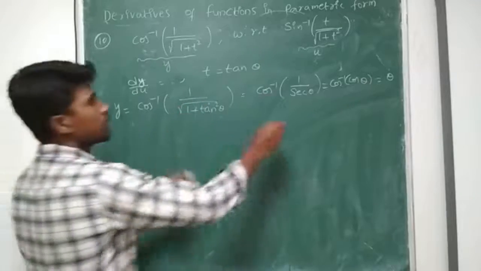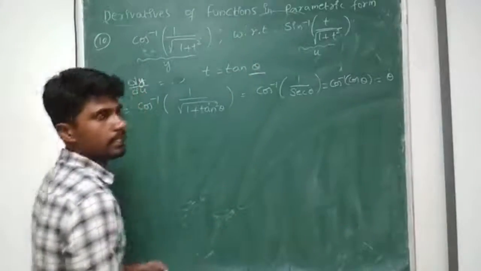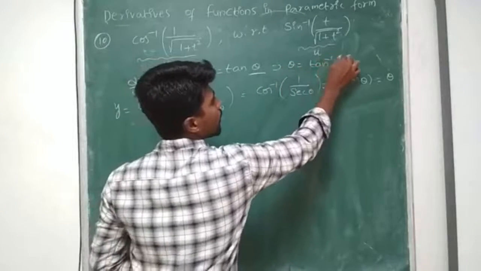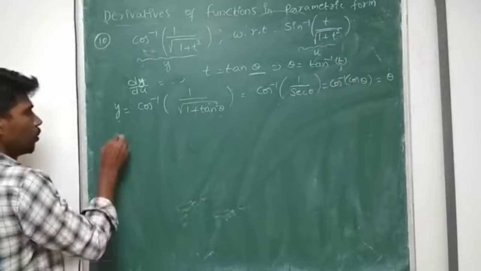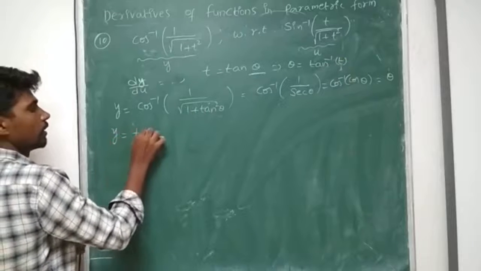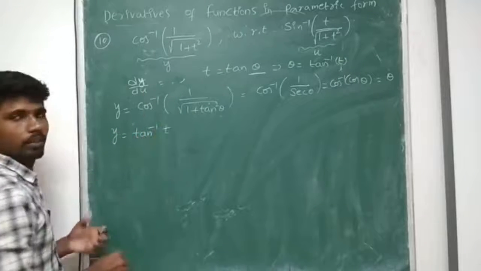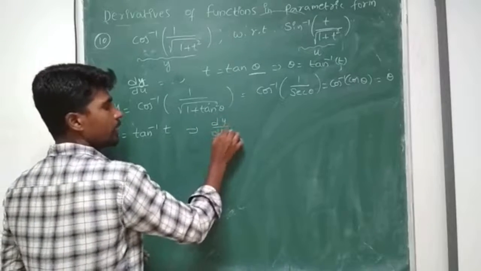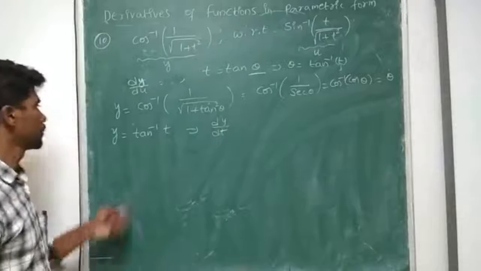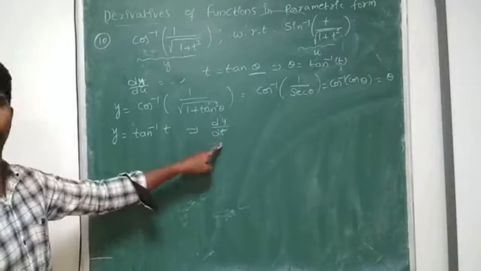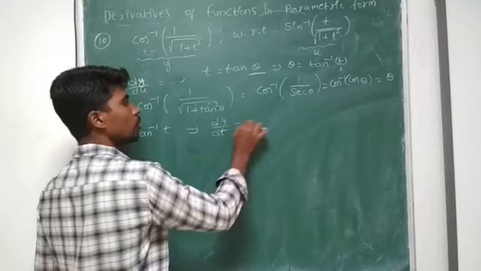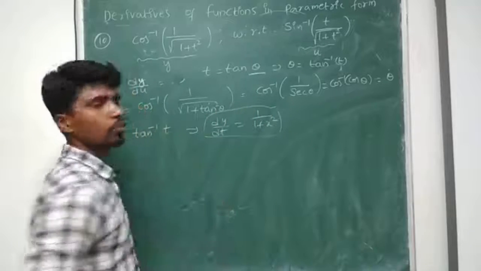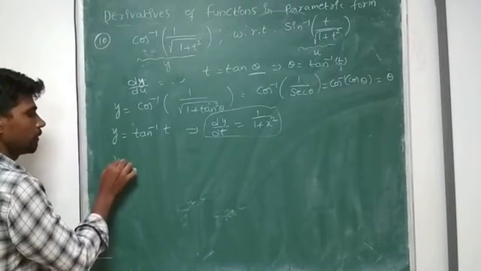But I consider t as tan theta. So theta will be equal to tan inverse of t. So y is equal to tan inverse of t. What we got, and its differentiation with respect to t: dy by dt is equal to 1 by 1 plus t square. I got one part. Next, I simplify u.